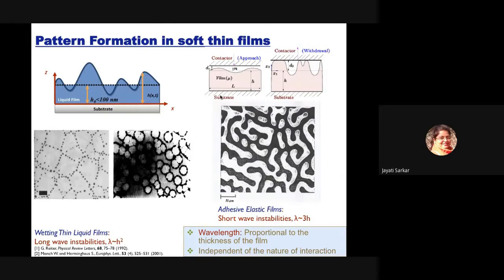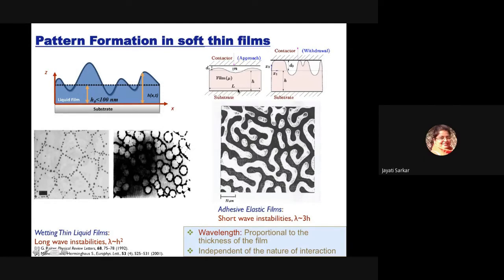As I've told, all the instabilities happen because of competition between two antagonistic forces. So in this case, the antagonistic forces are the intermolecular interaction between the film surface and the contactor that tries to destabilize the film, and the restoring force, which is the elastic force that tries to level out these instabilities. So when the force is critical, that is when the contactor is at a very small distance, the planar surface of the film actually gives rise to these ripple-like structures. These black regions are the regions in contact with the contactor.